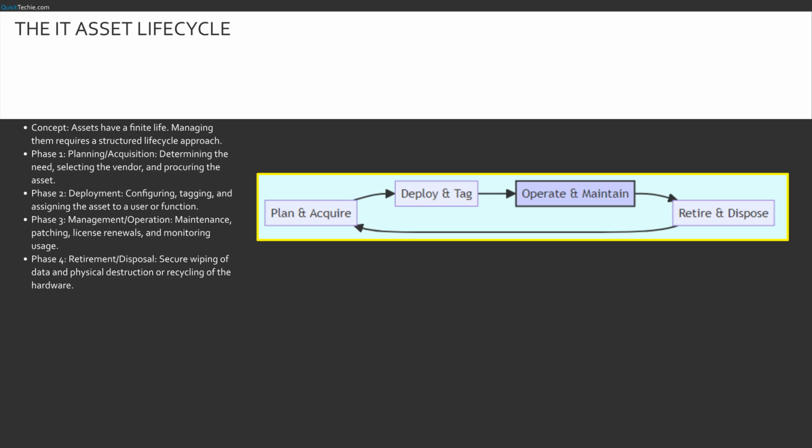To manage assets effectively, we must view them through a life cycle. It starts with Phase 1, planning and acquisition. We don't just buy things. We justify the need and select approved vendors.